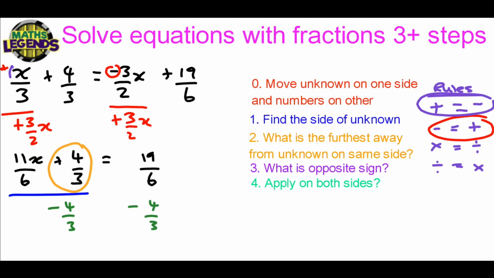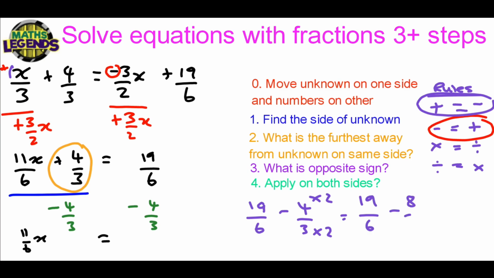We then simplify. So we have 11 over 6x plus 4/3 minus 4/3 cancel, and we're left with equals 19 over 6 minus 4/3. So we'll write this out over on the side here. Now for this one we'll use common denominator method. So we can multiply the top by 2 and the bottom by 2, and that's left with 19 over 6 minus 8 over 6. As the denominators are the same, we can just subtract the top. 19 minus 8 is 11 over 6. So this becomes 11 over 6.